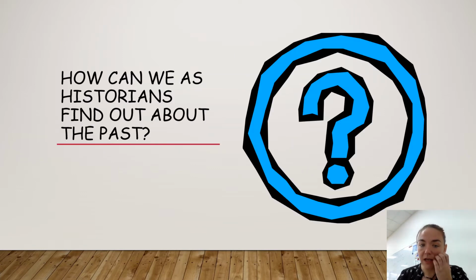How can we, as historians, find out about the past? Historians are people that have studied what has happened before. And during this topic, we are going to become historians. So how do you think we could find out about the past?